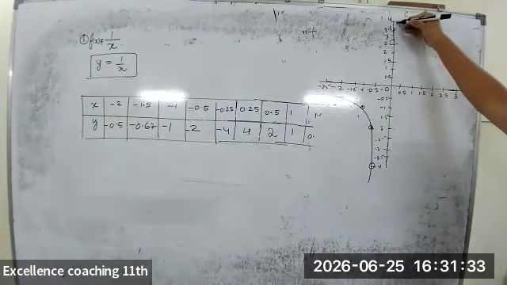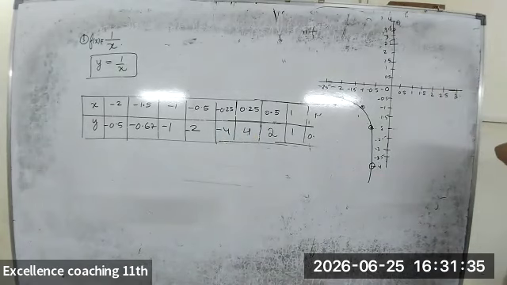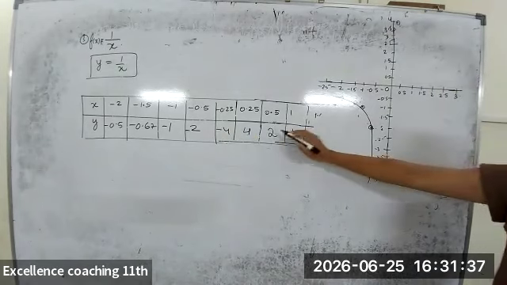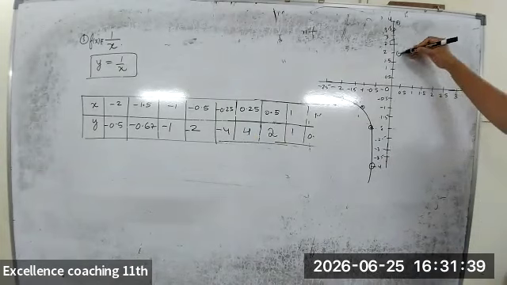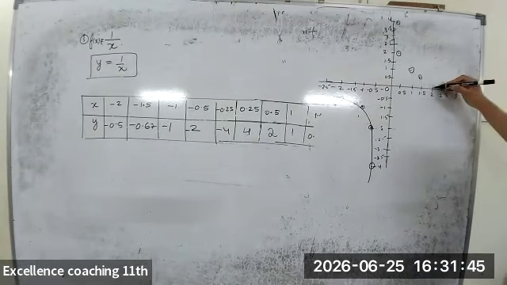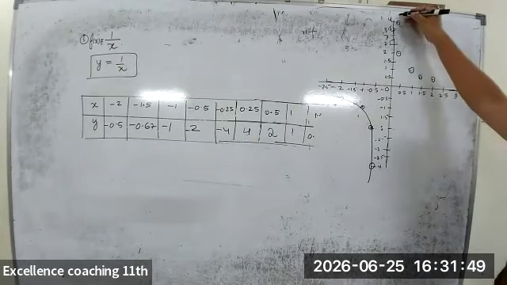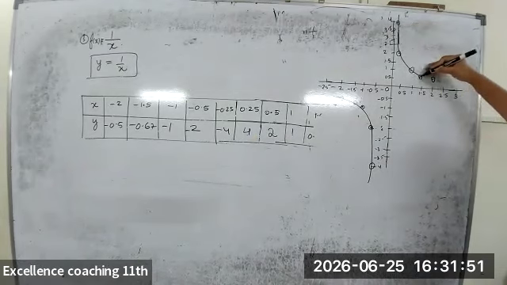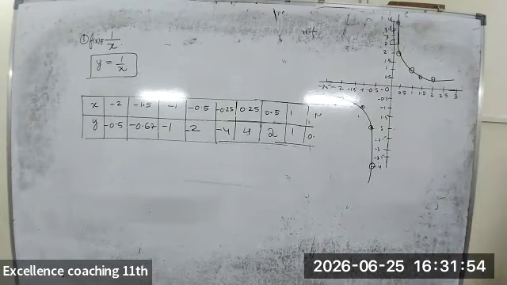0.25 is around 4 here. Then 0.5, how much you're getting is 2. And 1 you are getting as 1. 1.5 you are getting as 0.6. And 2 you are getting as 0.5. This is your graph of 1 by x.